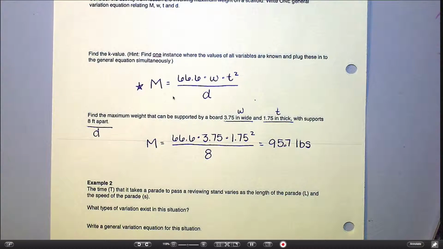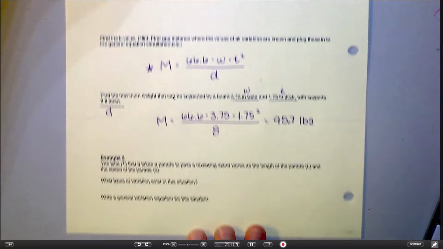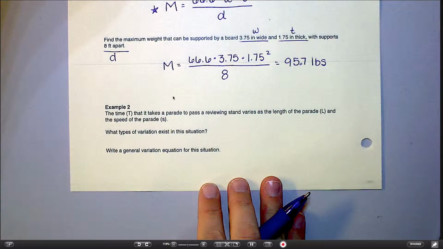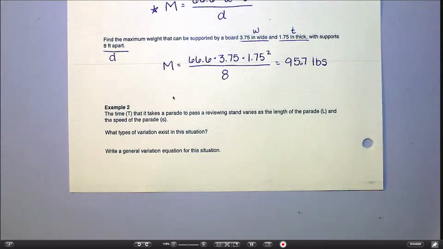Okay. So example 2 just is looking for us to get kind of a general relationship here. The time that it takes a parade to pass a reviewing stand. So you're watching a parade, and maybe don't even think of it as a reviewing stand. Think of it as you are standing on the side of the road watching a parade. And we're measuring the time from the moment the parade starts to the moment the parade ends. Okay? And this varies with 2 different things. It varies with the length of the parade, how long the parade is, and it varies with the speed, how quickly the parade is moving.